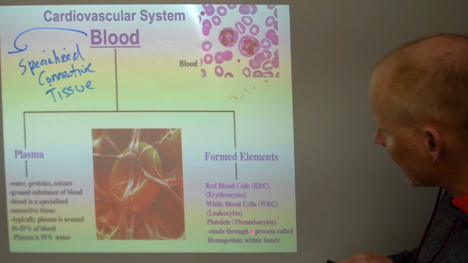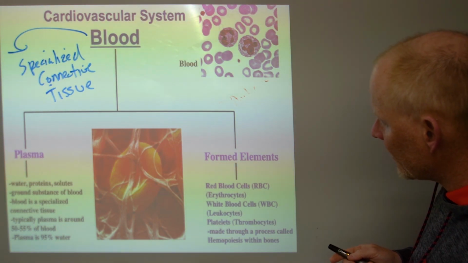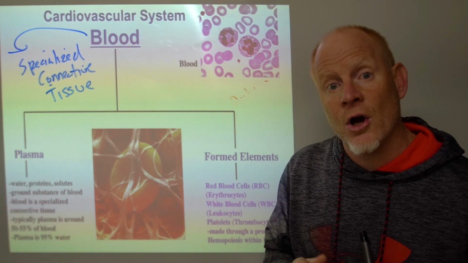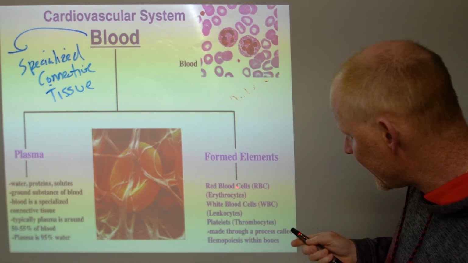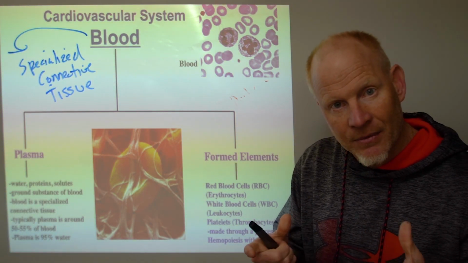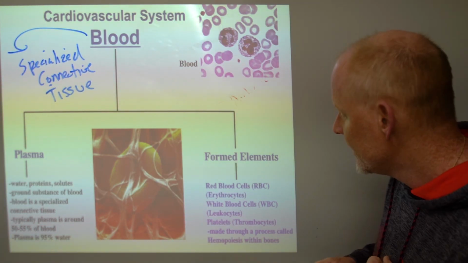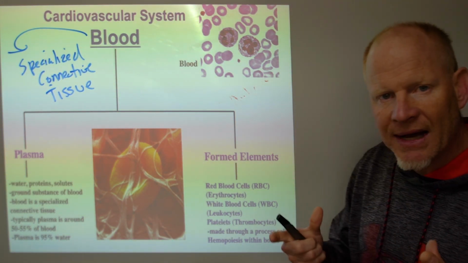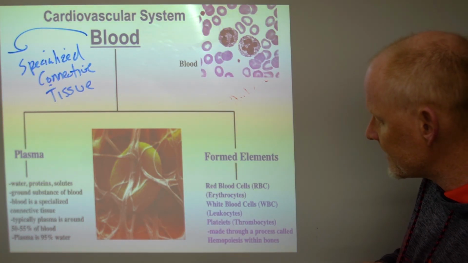All right, and so we're going to have a slide on the blood cells, but there are three major types of formed elements. There are what we call erythrocytes, erythro meaning iron containing. That's what hemoglobin contains, is iron. And those are the red blood cells. White blood cells are called leukocytes. Leuko means white. And there are a number of different types of white blood cells.